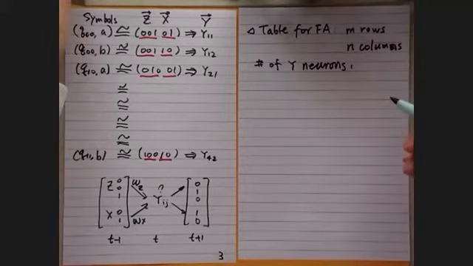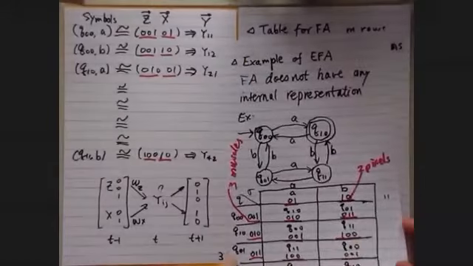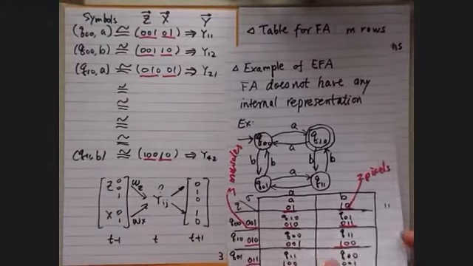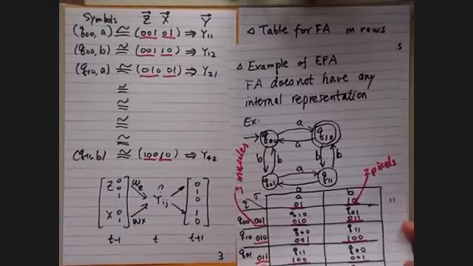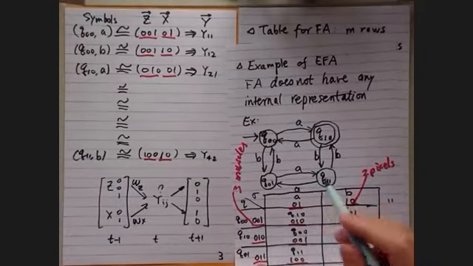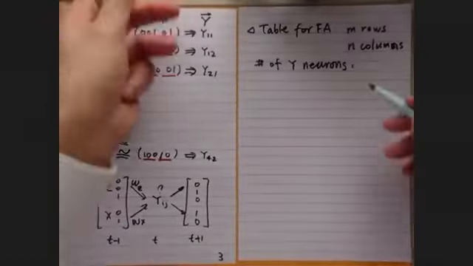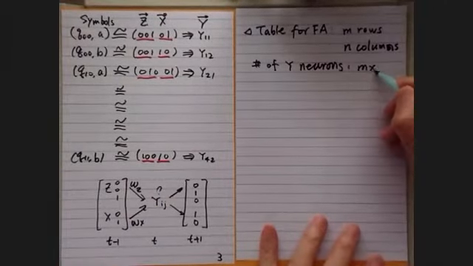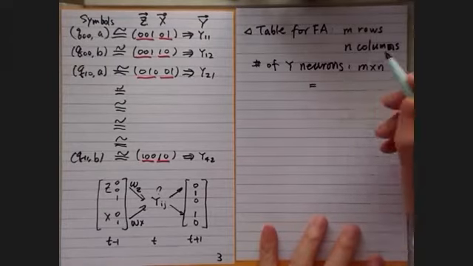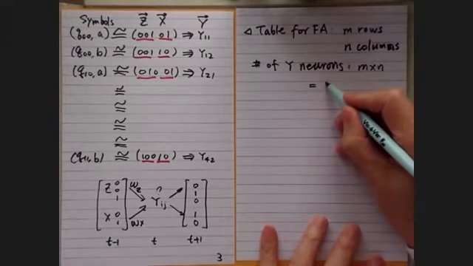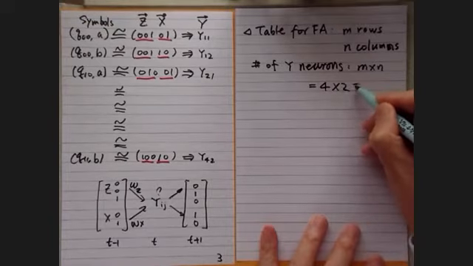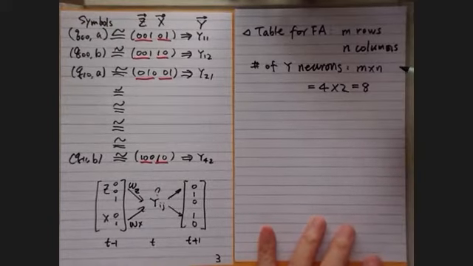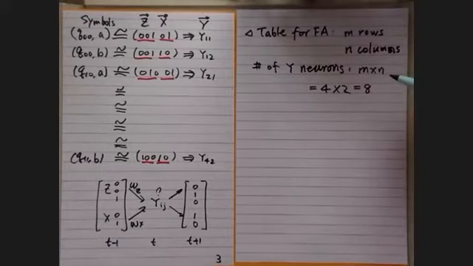Suppose I want to learn FA like that. I have four rows and two columns. How many Y neurons do you need in order to really learn this FA cofactor? Eight. Very good. It's M times N, in our case four rows times two is eight. Eight neurons, right? If you learn the FA perfectly, then this is a big story, all right?